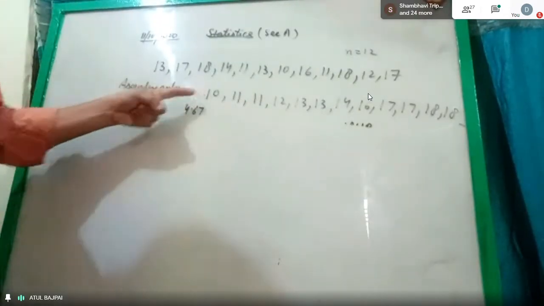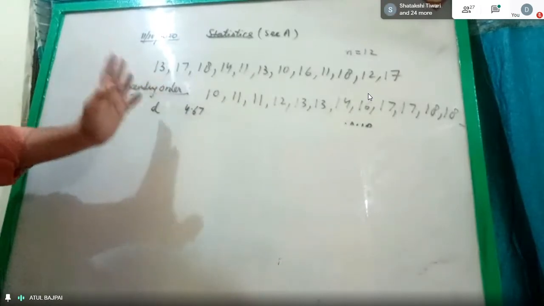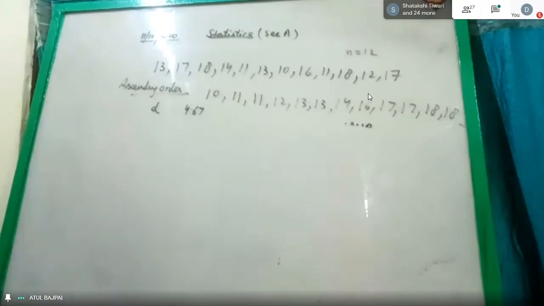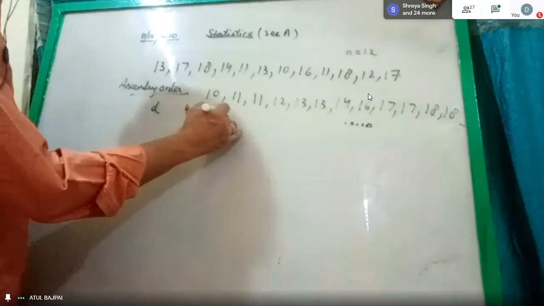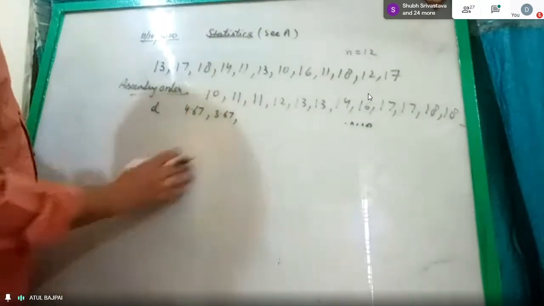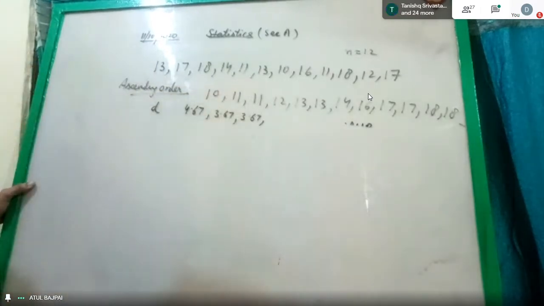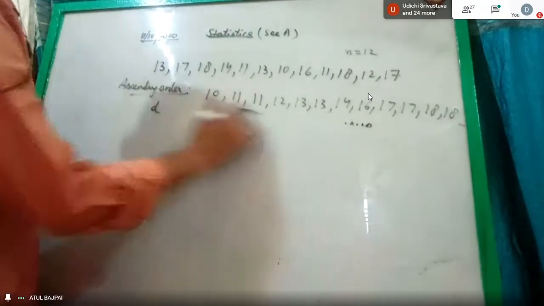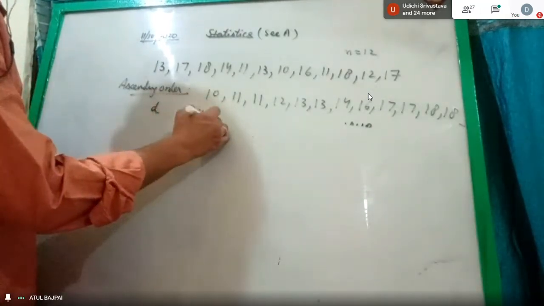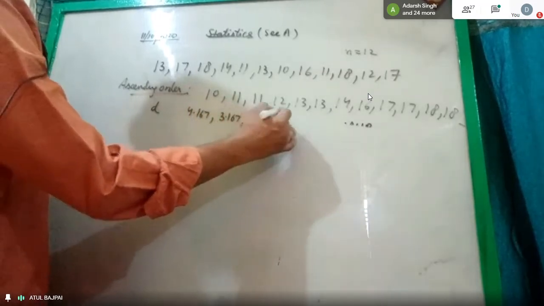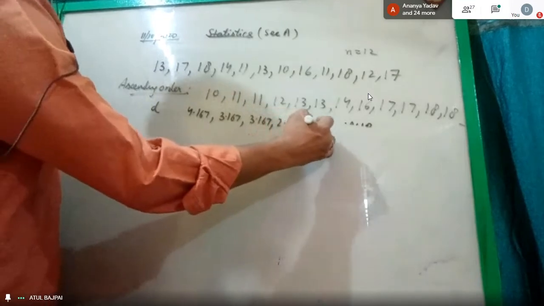10 minus 14.67, mod value only, ignore the sign. So 10 minus 14.67 is how much? Sir, 4.67. 11 minus 14.67 is how much? Sir, 3.67. This also 3.67. 12 minus 14.167 is 2.167. Then 13 minus 14.167 is 1.167, and so on, 4.167, 3.167, 2.167.